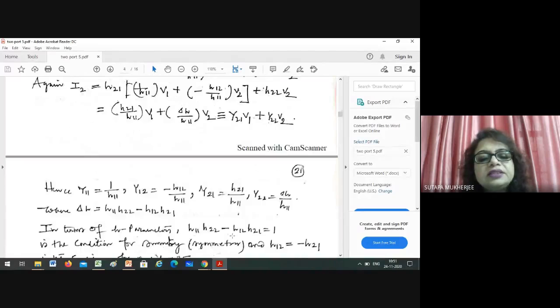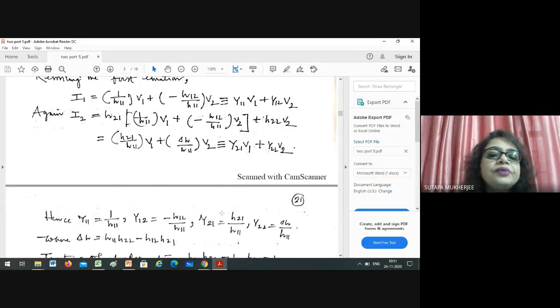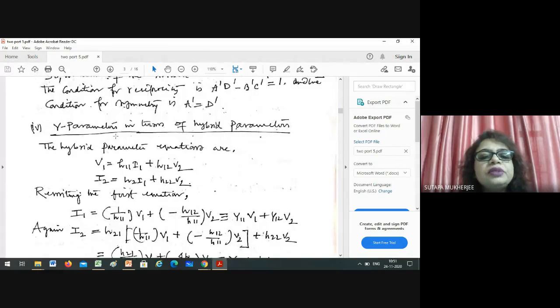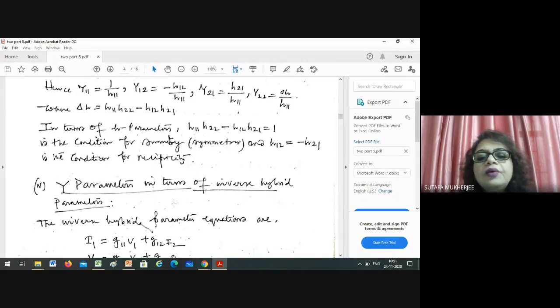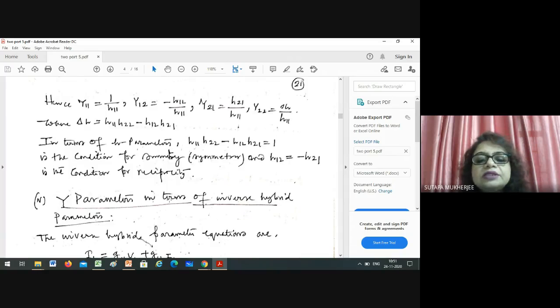So what is delta h? h11 h22 minus h12 h21. So this is the way how you can get the interrelationship between the y parameters and the hybrid parameters, that is h parameters. Now the rest is y parameters in terms of inverse hybrid parameters. So what is the relation between the y parameters and the inverse hybrid parameters? What is the function relationship in case of inverse hybrid parameters?